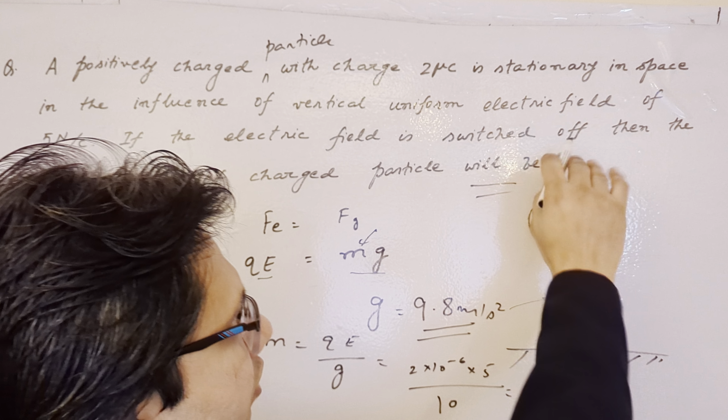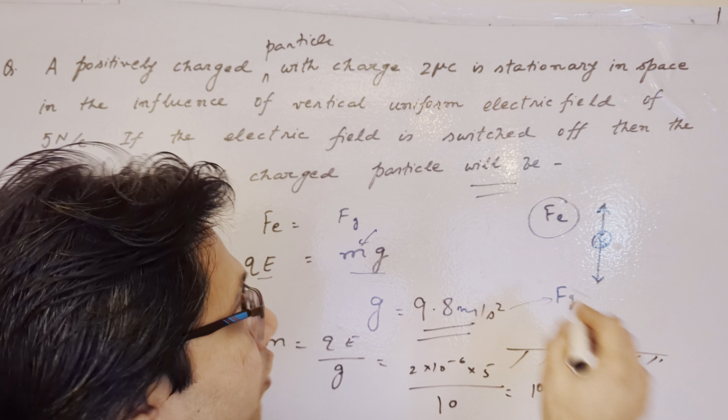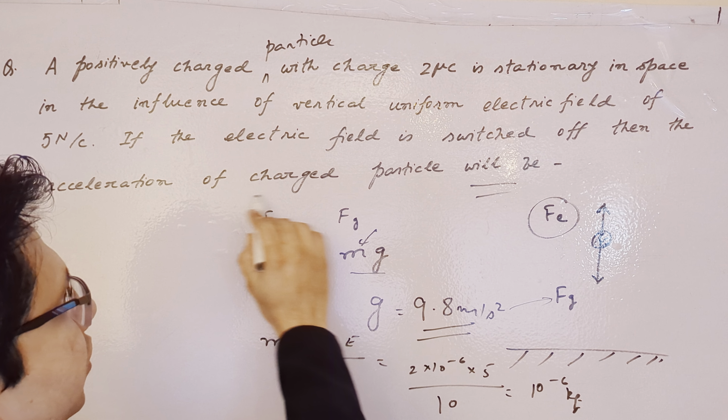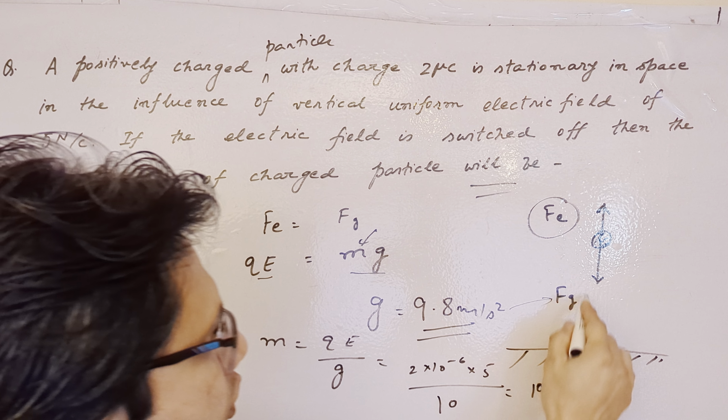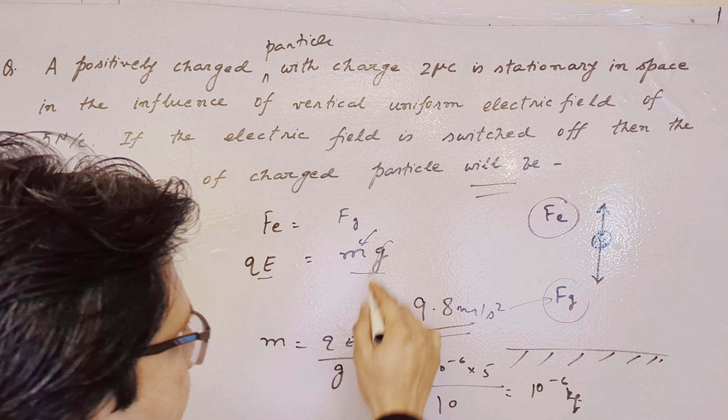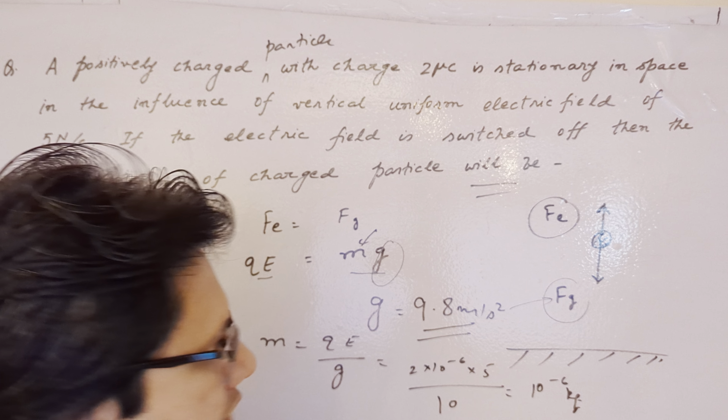But in this particular problem, the student is only asking about the acceleration. So the acceleration is given by the gravitational acceleration, which is 9.8 meter per second square.